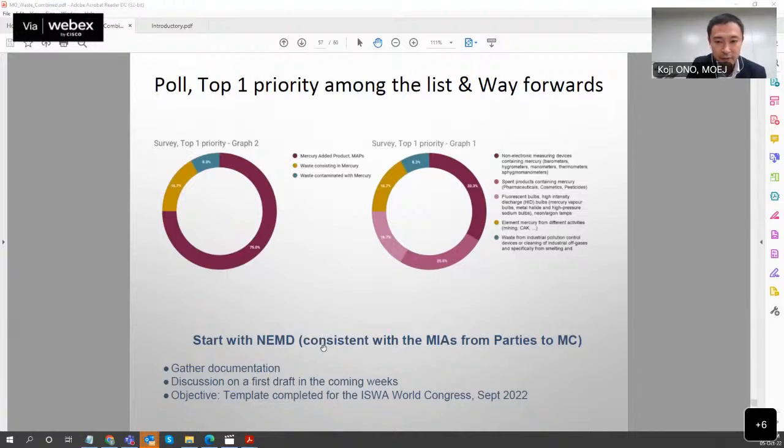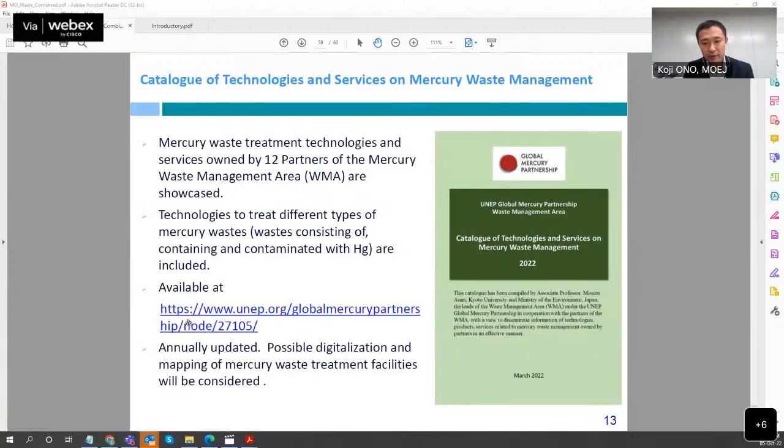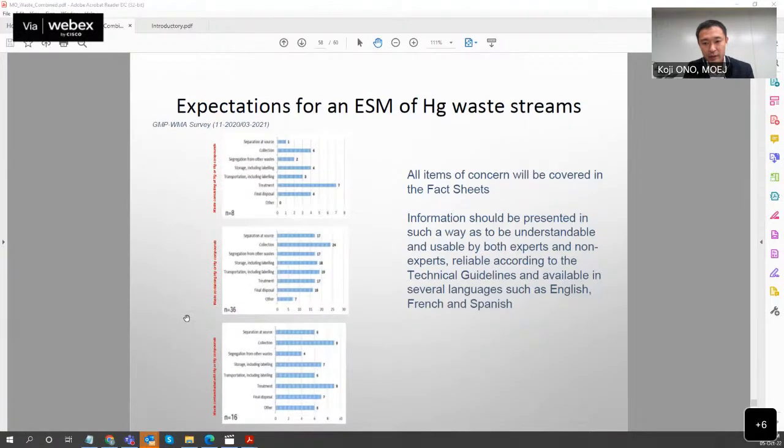And next slide, please. There are expectations for environmentally sound management of mercury waste streams, so all items of concern will be covered in the fact sheets. Information should be presented in a way to be understandable and usable by both experts and non-experts, consistent with the technical guidelines, and available in several languages such as English, French, and Spanish.